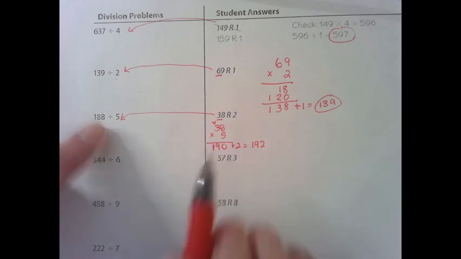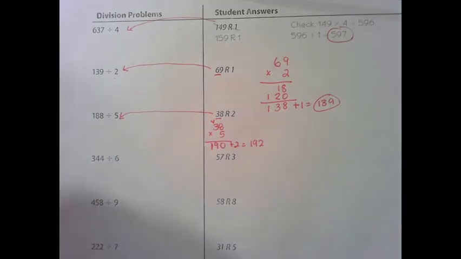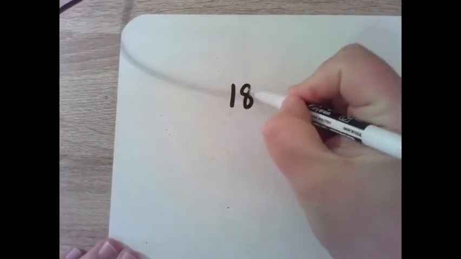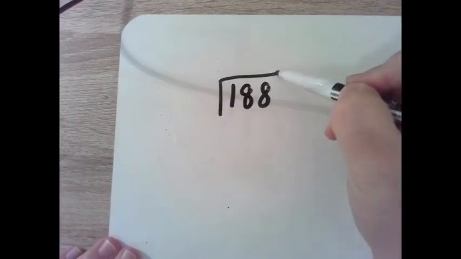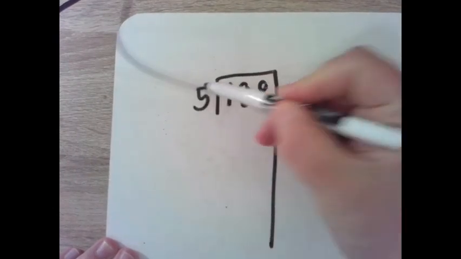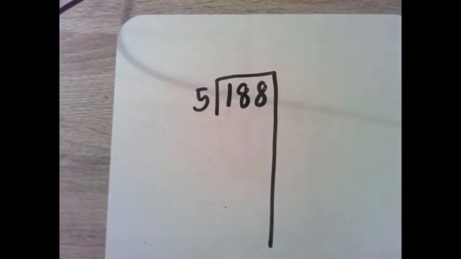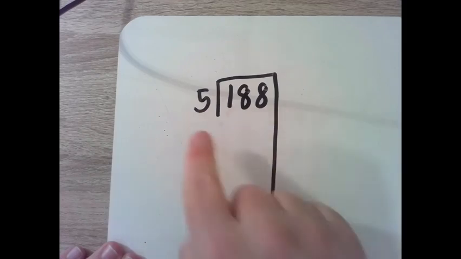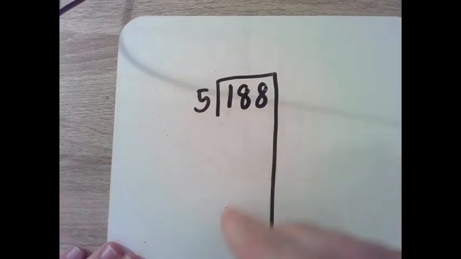Anyways, since they didn't get the right answer, we have to go and divide. So again, I'm going to take my whiteboard and do partial quotients. So this one was 188 divided by 5. Again, we want to use friendly numbers, numbers that are friendly to multiply by 5, and we want to get down to 0. We want to slowly subtract.